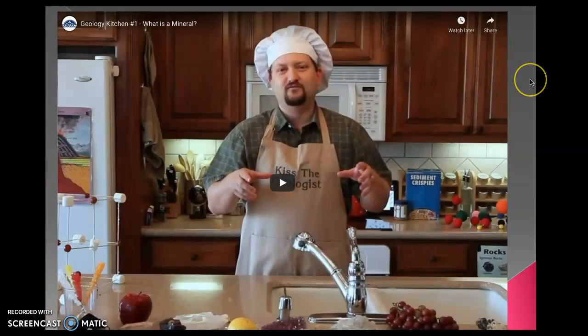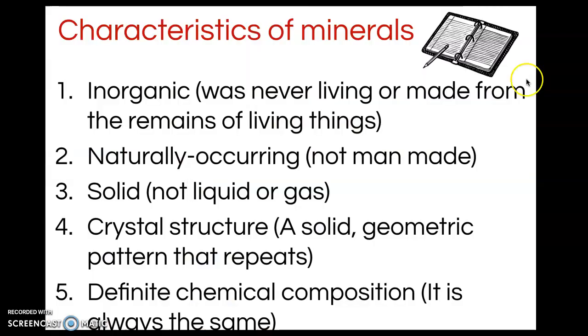So we've already watched this video, so we're going to skip that. This was the characteristics of a mineral. So from your flow chart, just to review, the characteristics of a mineral are that they're inorganic, so they were never living or made from the remains of living things. They're naturally occurring, so they can't be man-made. They're solid. They have a crystal structure, and they have a definite chemical composition.